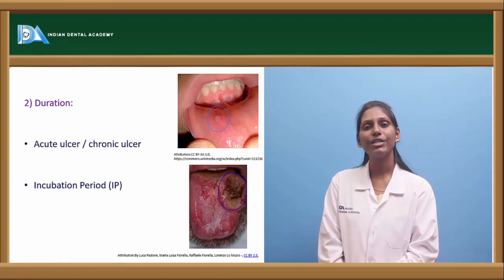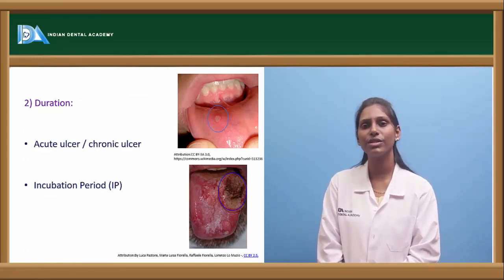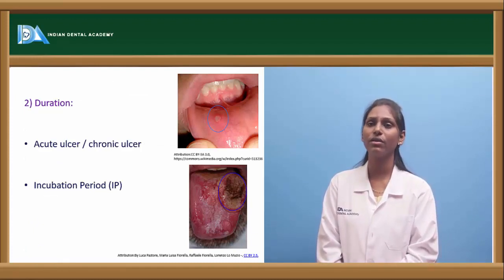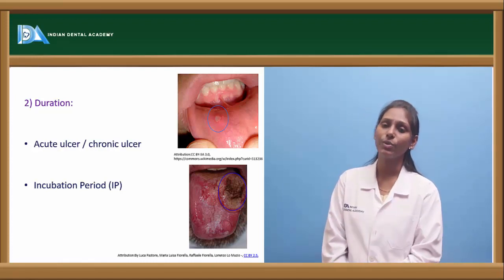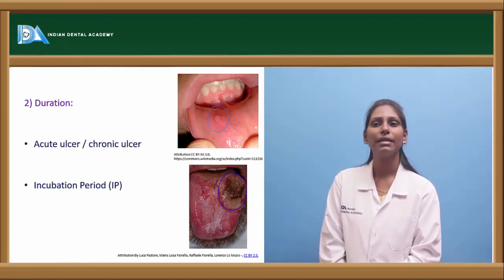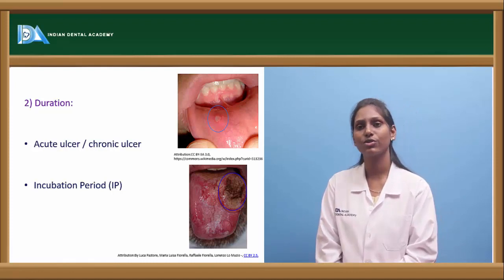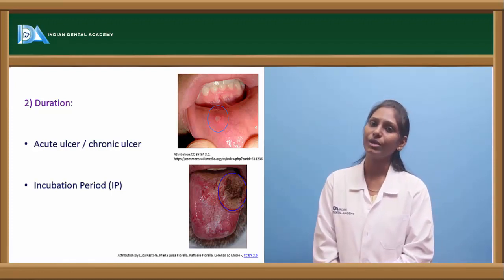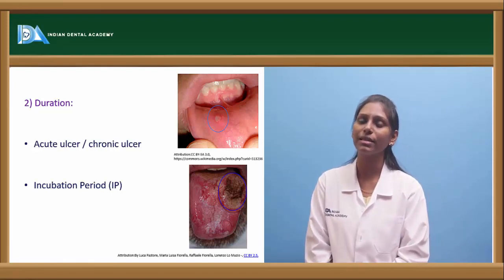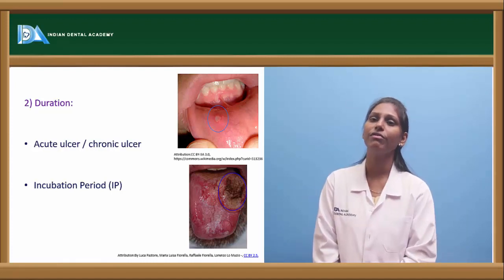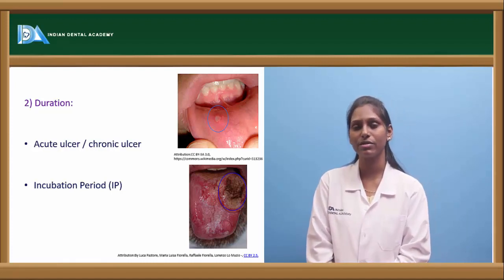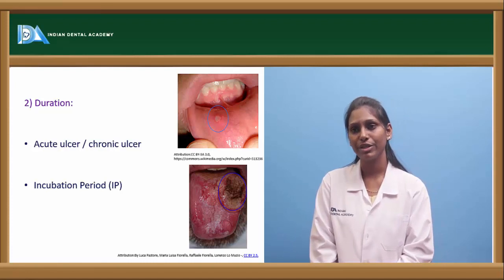So duration also helps us. Duration is actually divided into an acute ulcer or chronic ulcer. An acute ulcer usually occurs within a few days to weeks, and a chronic ulcer can extend from weeks to months. And there is something called the incubation period. Incubation period is nothing but the time from inoculation till the ulcer appears, till the symptom appears. That is called the incubation period.